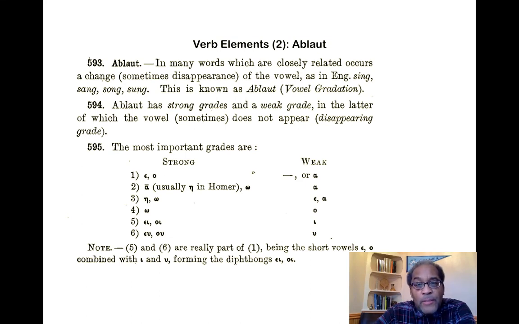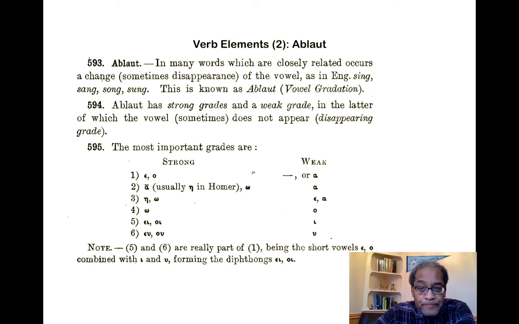So the most important grades are number 1, epsilon, omicron, or alpha. Number 2, long alpha, eta and omega, omicron, or alpha, etc., etc. And we'll come upon these as we see them. But note that 5 or 6 are really a part of 1, being the short vowels epsilon, omicron, combined with iota or upsilon, and forming the diphthongs ai or oi.